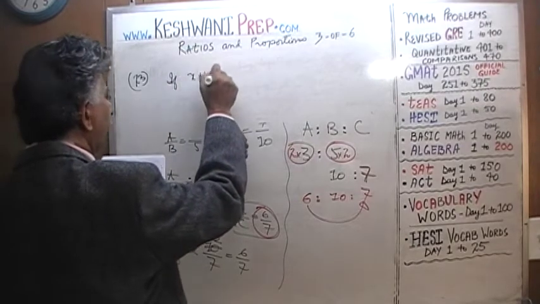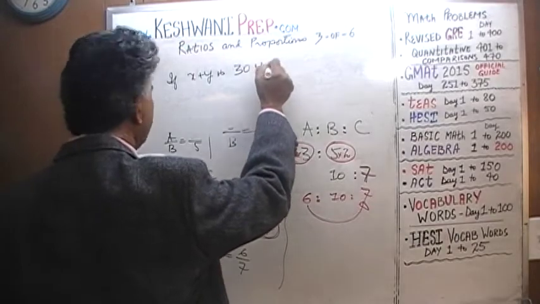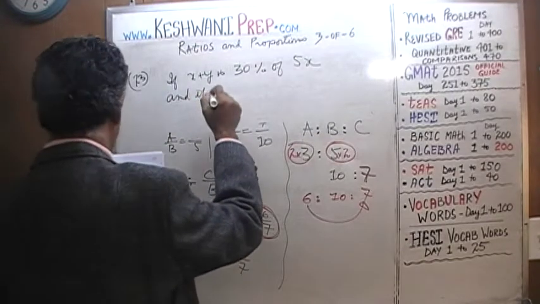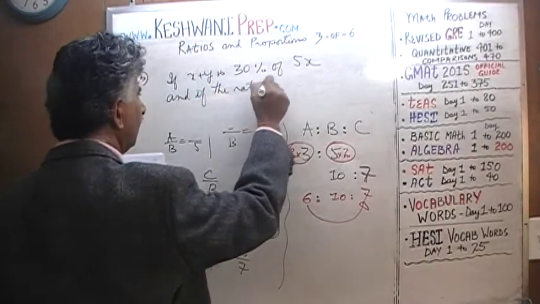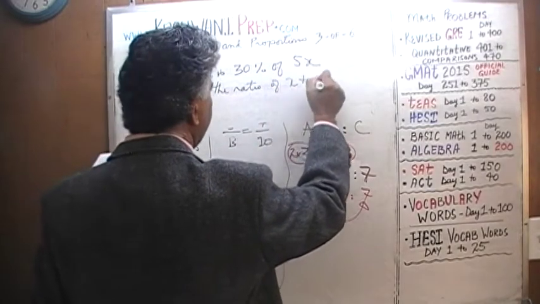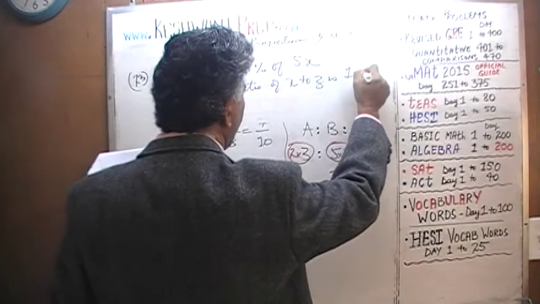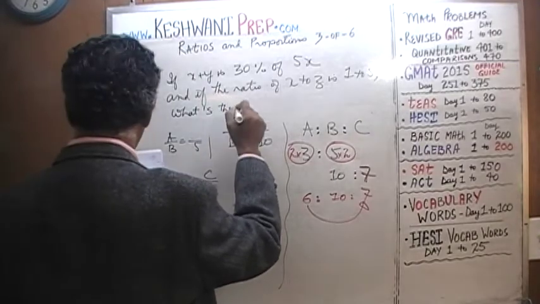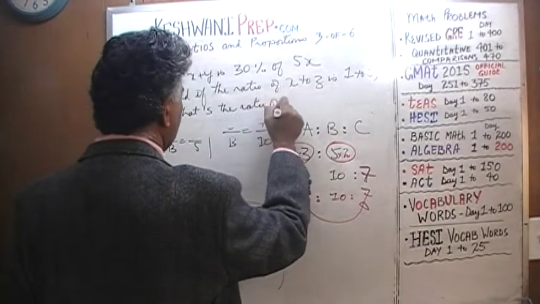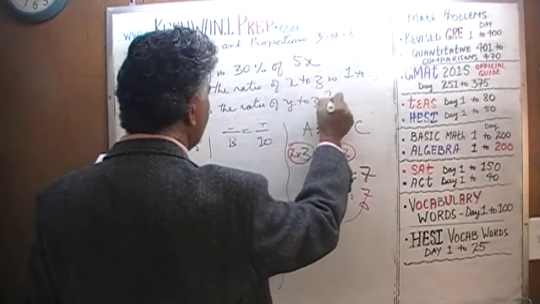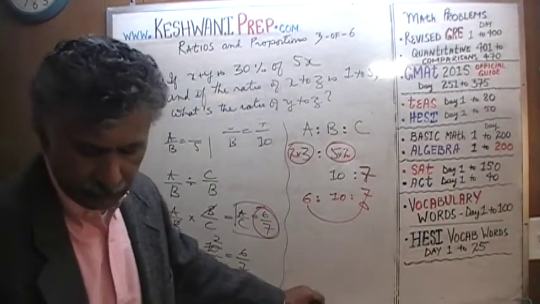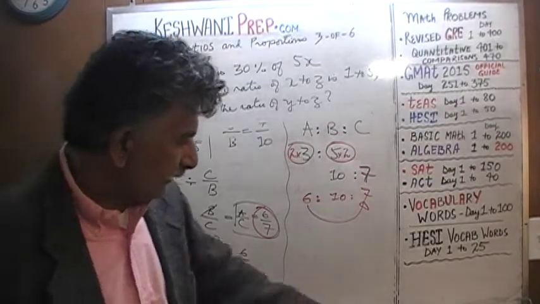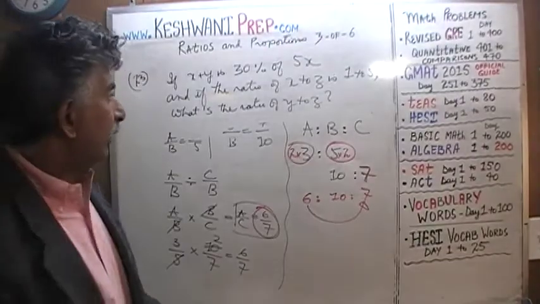We are told if x plus y is 30% of 5x, and if the ratio of x to z is 1 to 5, what is the ratio of y to z? What's the ratio of y to z given the fact that the sum of x and y happens to be exactly 30% of 5 times x, and the ratio of x to z, we are told, is 1 to 5.